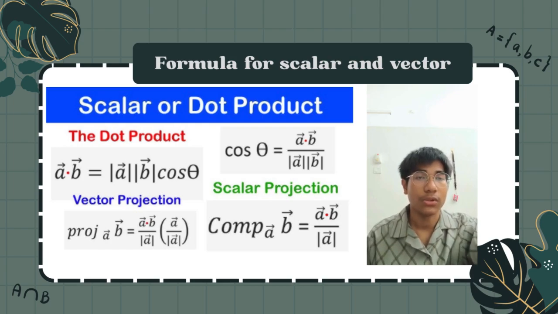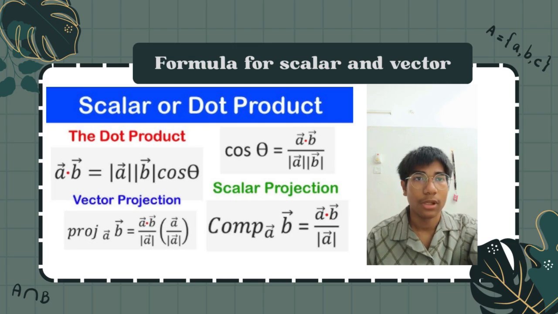And next, I'm going to talk about the formula for scalar and vector. I'm going to explain to y'all the functions and how to apply this formula in your questions. So, the dot product of two vectors, a and b, gives a scalar. Theta is the angle between the two vectors. If the angle is 0 degrees, they point in the same direction. If the angle is 90 degrees, the dot product is 0.